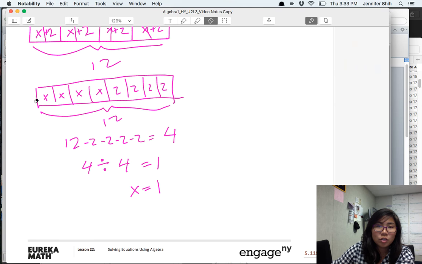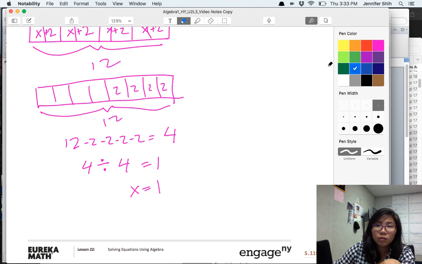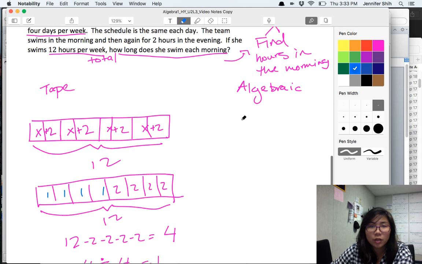Watch. I'm going to substitute in 1 for x. You can just write over this if you have it. 1, 1, 1, 1. Does this add up to 12? 2, 4, 6, 8, 10, 12. Good. We did it. Let's do it algebraically because some of you really want to see this part.